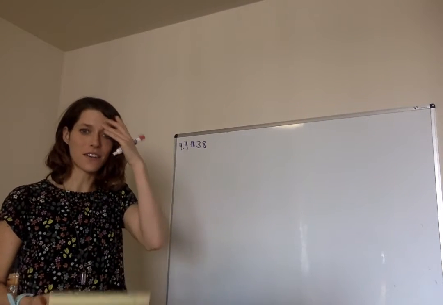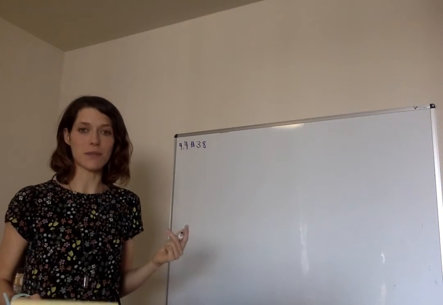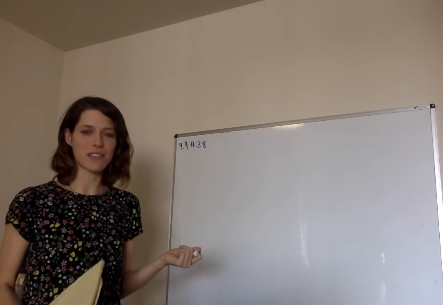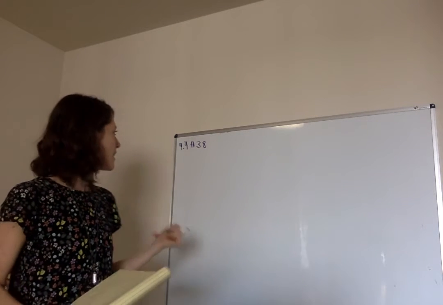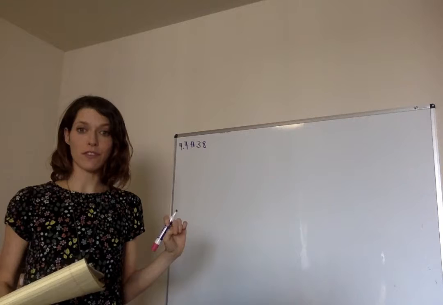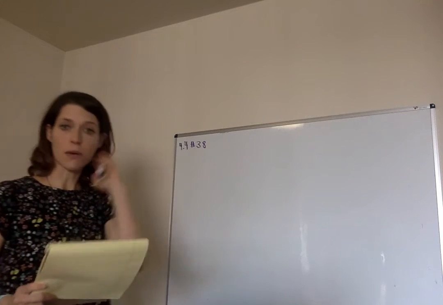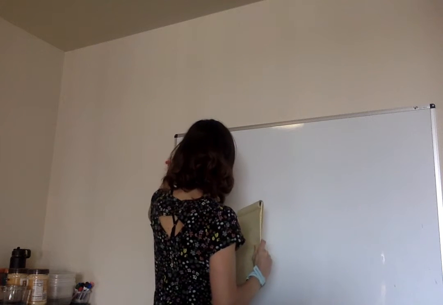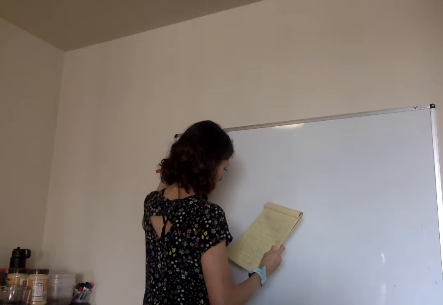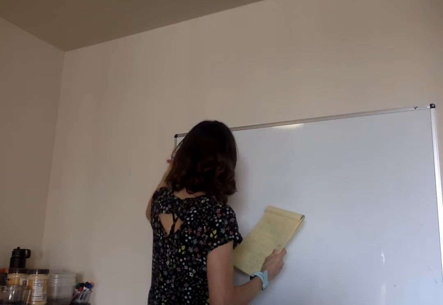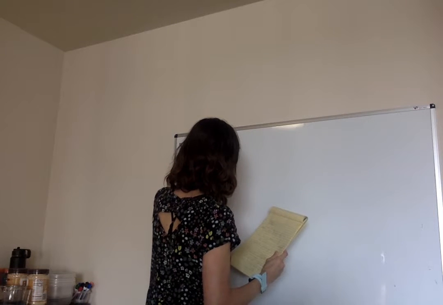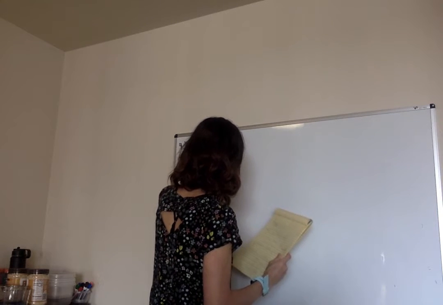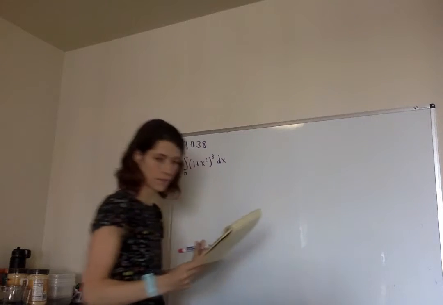Alright guys, so this is our second video for this week, covering another problem worthy of special attention from the syllabus. This is problem number 38 from section 4.4. Problem number 38 asks you to do the following. You're taking the integral from 0 to 1 of (1 plus x squared) cubed dx.